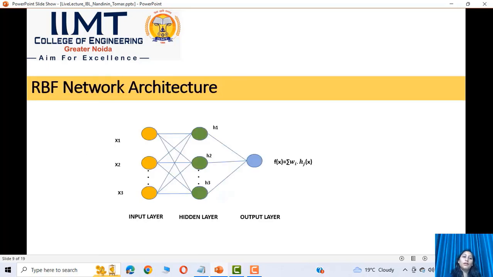Now this is the RBF network architecture. As I said earlier, it contains only three layers. It is a three-layer feed-forward network. The first layer is the input layer where the input is passed, and then we have the hidden layer where the radial basis function is calculated by using one of the formulas I discussed in my previous slide. Then the output layer where the final predictions are made. So this is the RBF network architecture.